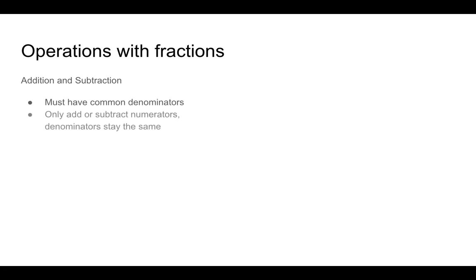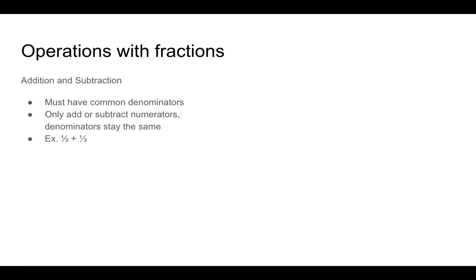Now with operations of fractions, we can look at a few different ones, and they each have some of their own little traits. Addition and subtraction, they both must have common denominators. And we only add or subtract the numerators. The denominators have to stay the same once they are the same. We do not do anything with the denominators.